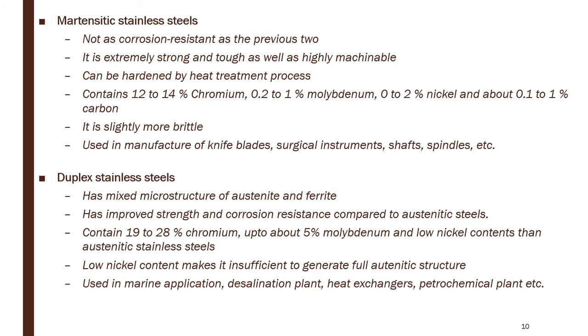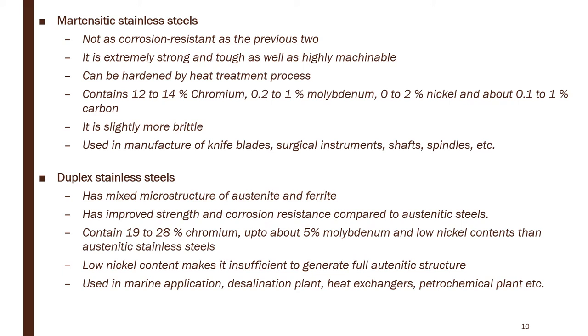Last one is duplex stainless steel. Duplex stainless steel has a mixed microstructure of austenite and ferrite, not a single microstructure. Usually they are prepared in a 50-50% mix. Commercially available grades may vary to 40-60 also. Duplex steels have improved strength and corrosion resistance compared to austenitic stainless steels. They contain 19 to 28% chromium and up to 5% molybdenum, with low nickel content compared to austenitic stainless steel.